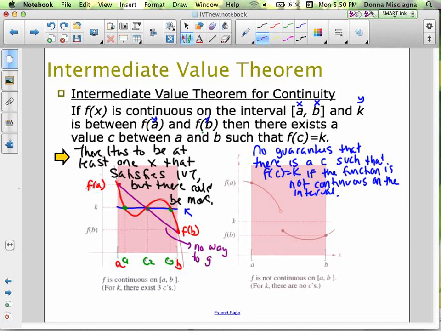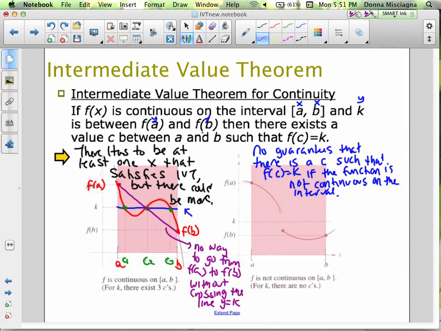to go from, by the way, you follow along in your notes. And when you see me writing something in your notes, you write that down too. There is no way to go from f of a to f of b without crossing the line y equals k. Just can't do it, no matter what it looks like.